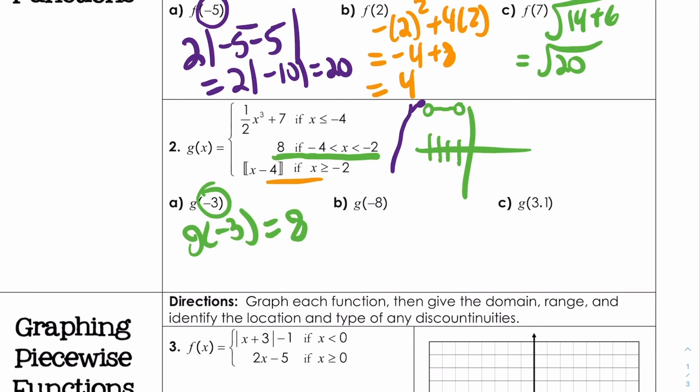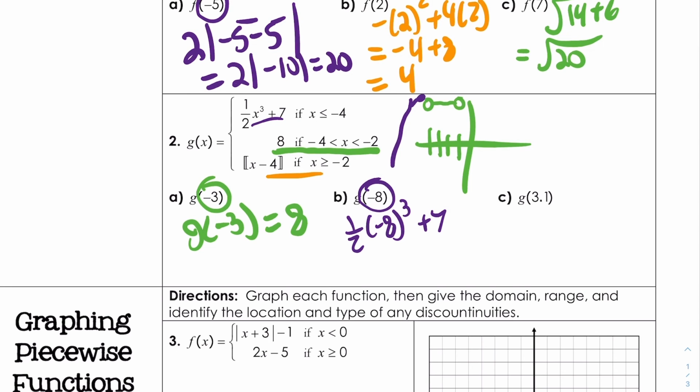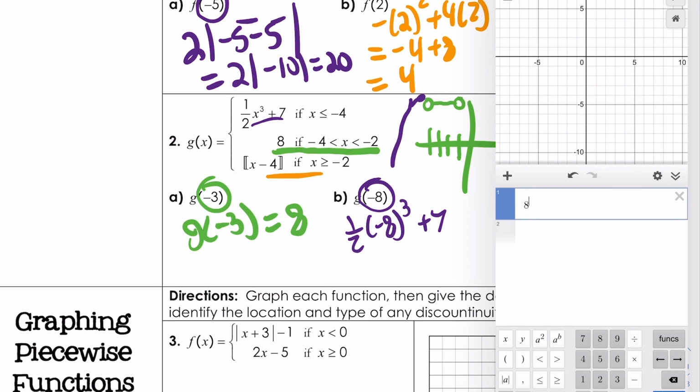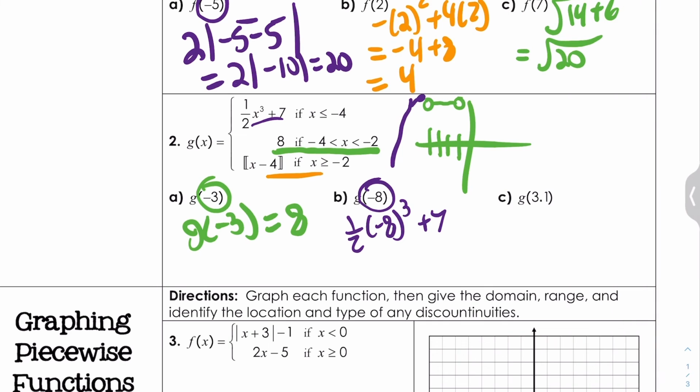For g of negative 8, we're going to plug in negative 8, which is less than negative 4, which means we are part of the cubic function. So I'll do 1/2 negative 8 cubed plus 7. Negative 8 cubed would be the same thing as 64 times 8. I'm going to guess that it's 512, but I'll check with Desmos. 8 cubed is 512. So half of 512 is 256. When you cube a negative number, it stays negative, so we'll put negative 256 plus 7, and we get negative 249.